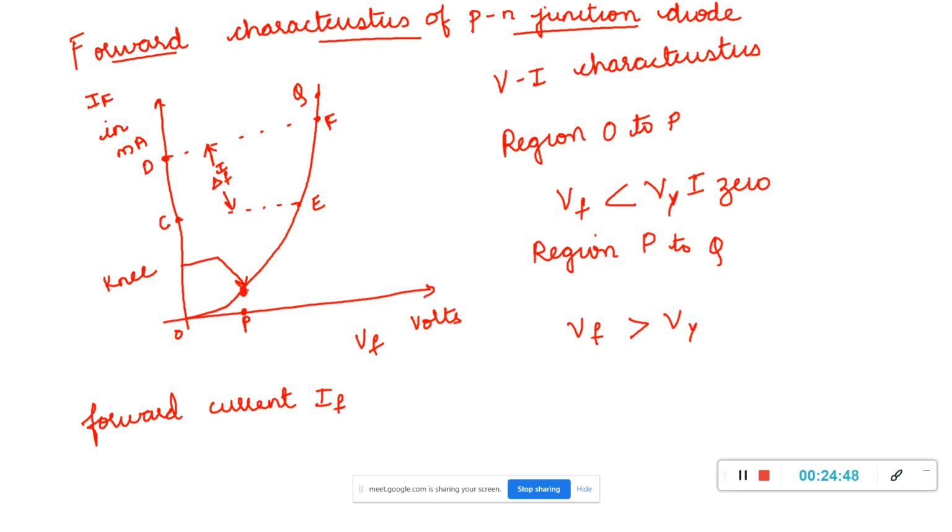Whenever the applied voltage increases beyond the barrier potential V gamma, what happens? There is a sudden increase in the current. So in forward characteristics, the current increases exponentially when the applied voltage is greater than V gamma. So this is about the forward characteristics.